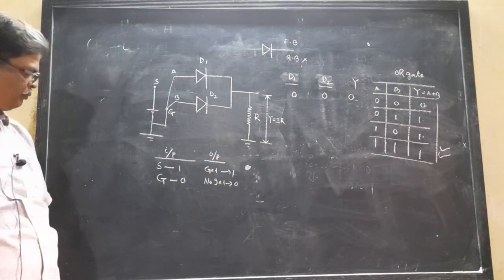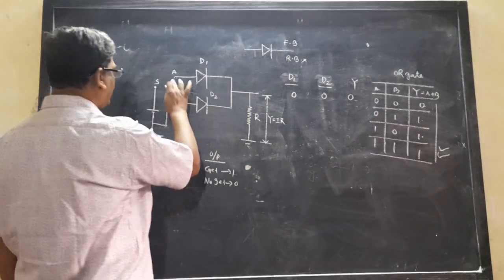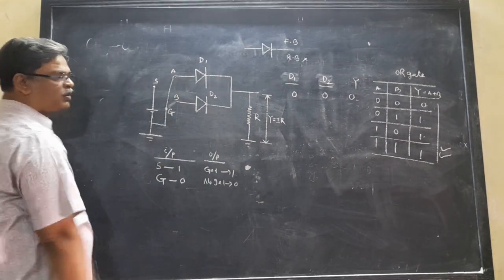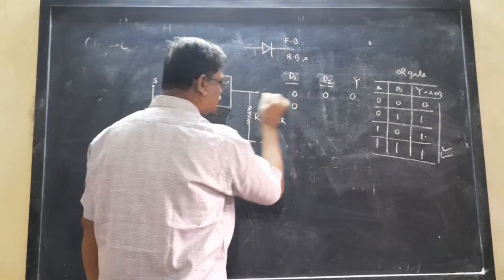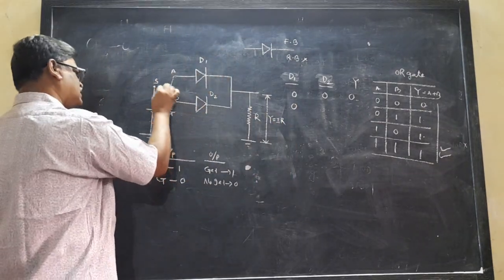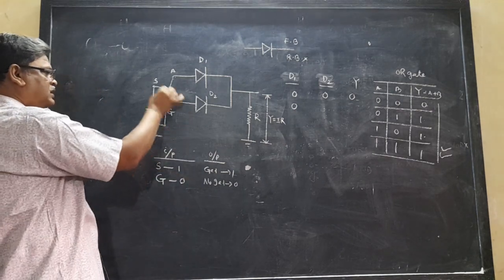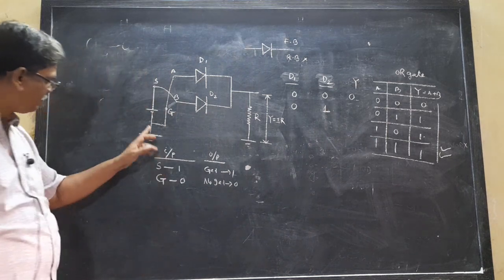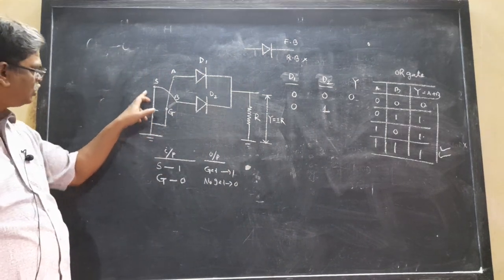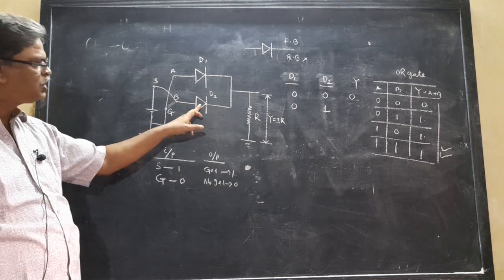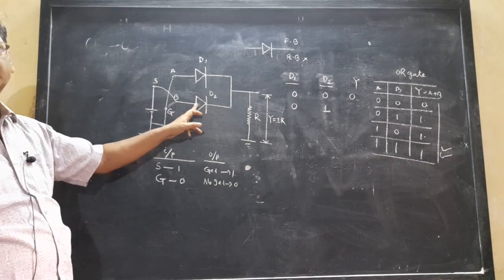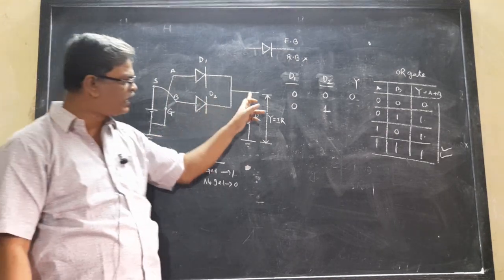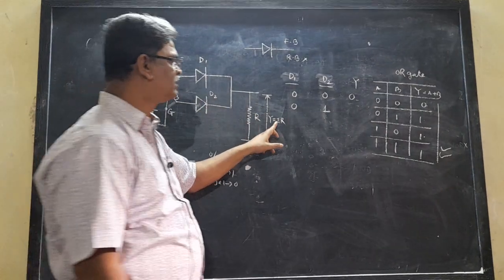Then the second one: if A is connected to G and B is connected to S, this is the one value. B is connected to S, the positive is connected to the p type, so the diode conducts. If the diode conducts, then there is a current through the resistance R and we get the output.